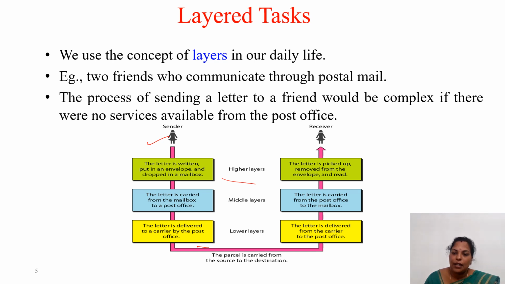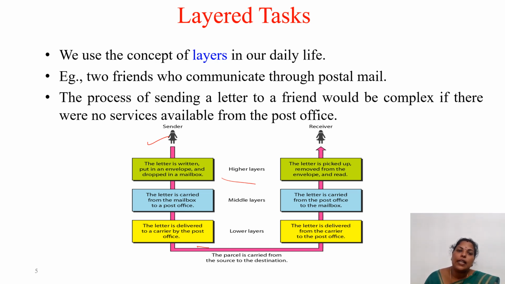The letter is parceled and it is carried to the next post office, that is the receiver's post office, through some transmission medium. Here the transmission medium is a train or bus or some aeroplane, like that only. And the letter is delivered from the carrier to the post office. Then the letter is carried from the post office to the mailbox. And from the mailbox of the receiver, the letter is picked up, removed from the envelope and read.